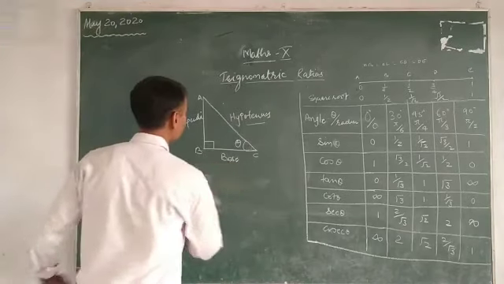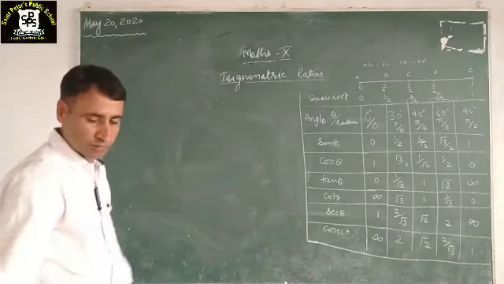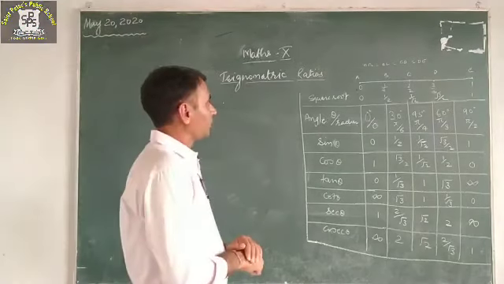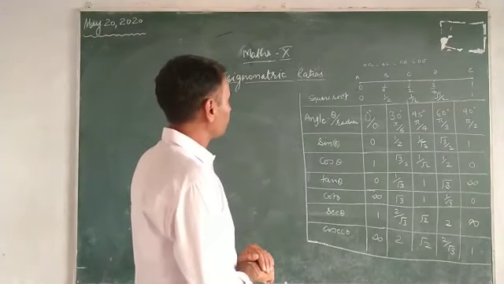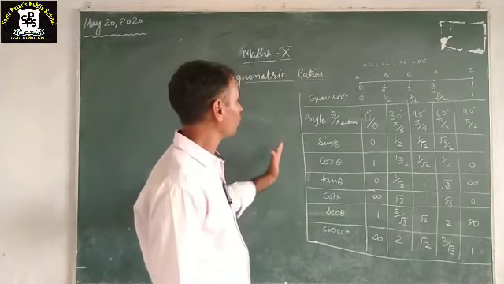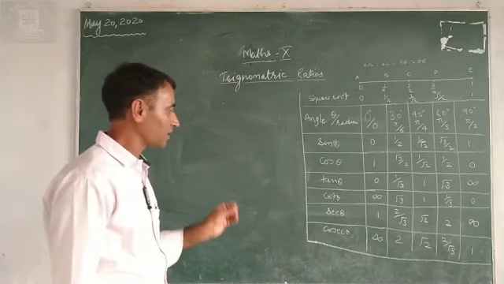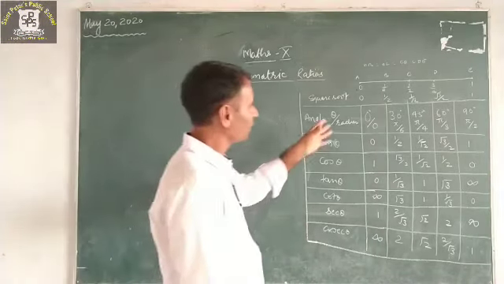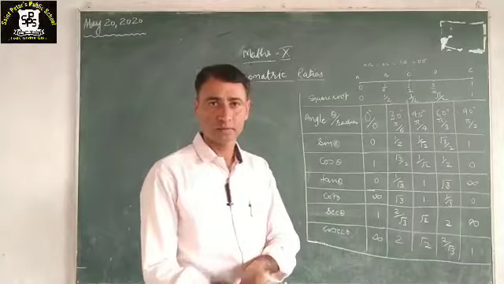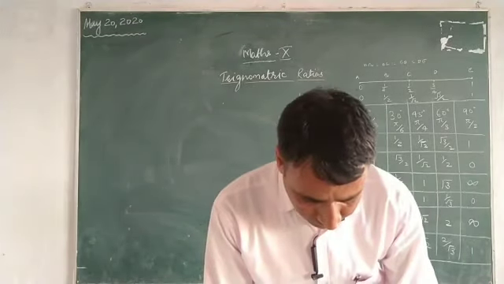I hope everybody has understood about this. Okay, so you should learn this table by heart. The values of sine theta, cos theta, tan theta, cot theta, sec theta, and cosec theta are shown in the table.